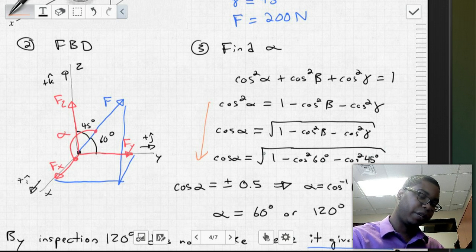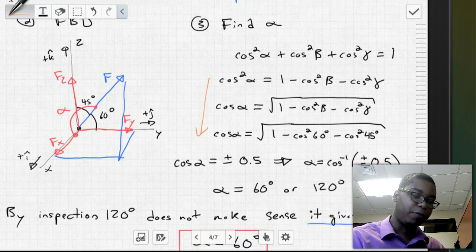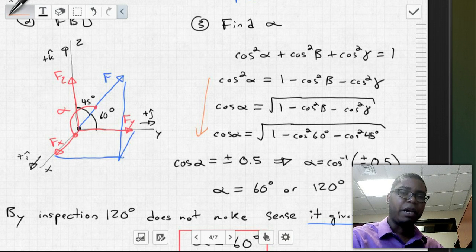When we solve this in our calculators, we'll find that cosine alpha is equal to plus or minus 0.5. And when we take that and we rearrange it further to find alpha, and we solve, we'll find that alpha is either equal to 60 degrees or it's equal to 120 degrees. And now the question becomes, okay, which one of these angles is the appropriate angle?